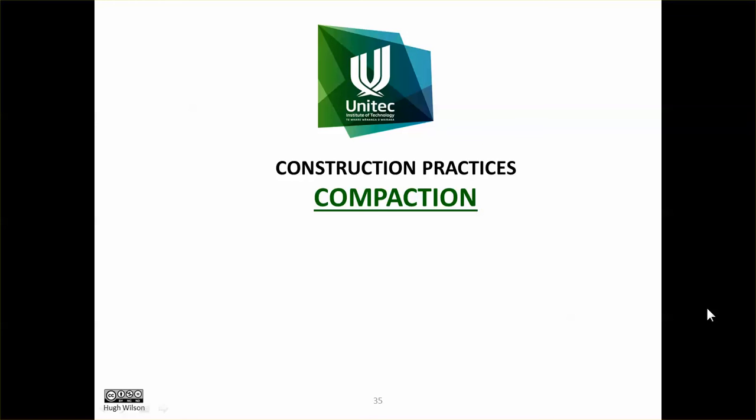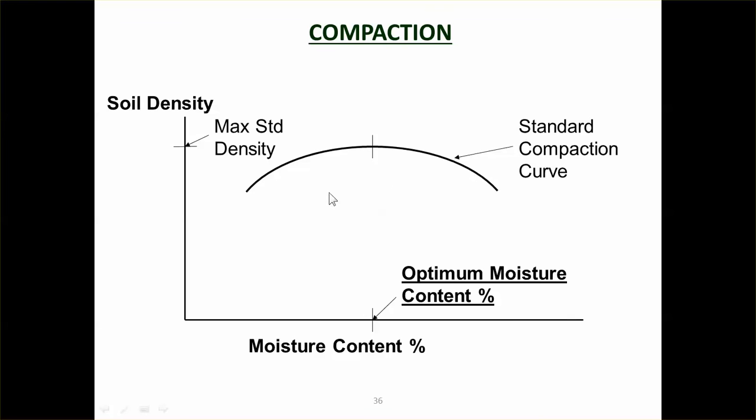Now we're going to look at compaction and the plant that's used for compaction. So hopefully you recognize this. This is the standard compaction curve. So you've got the soil density. Soil density, you can read that as soil strength as well. The more dense the soil is, the stronger it is, versus moisture content.